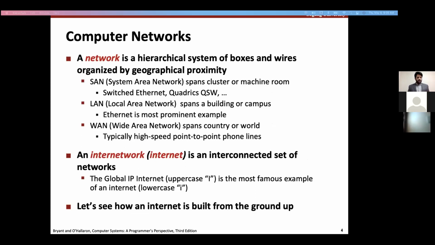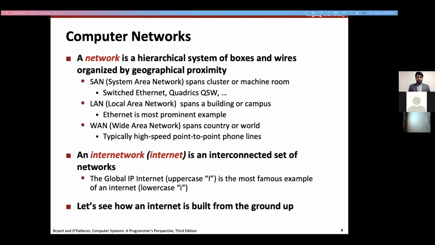For example, we have the system area network, often referred to as a SAN. It spans a cluster or a machine room having a lot of machines. They are all stitched together via some switched Ethernet or Quadrics QsNet switches. So this forms a system area network.